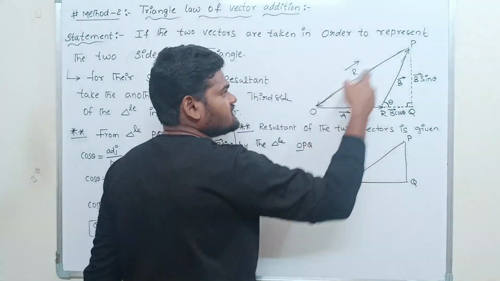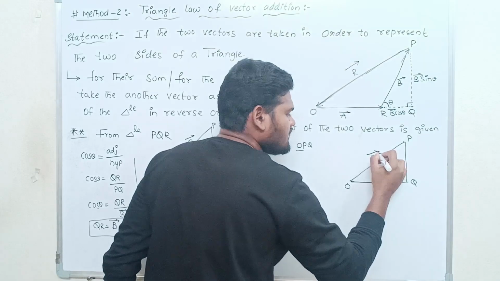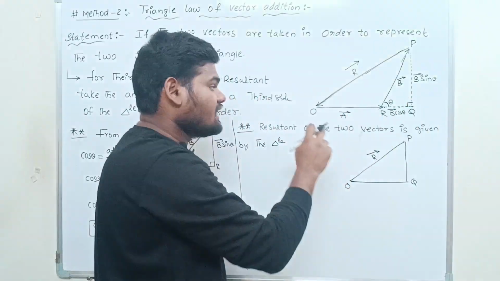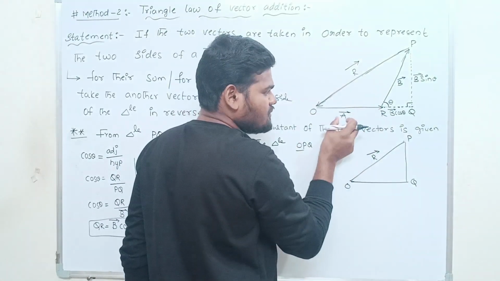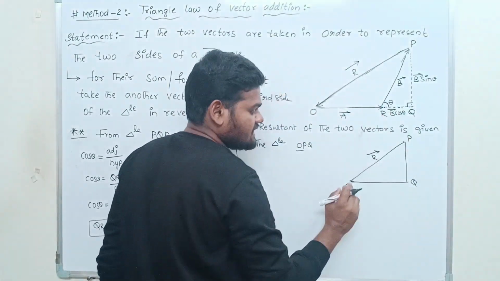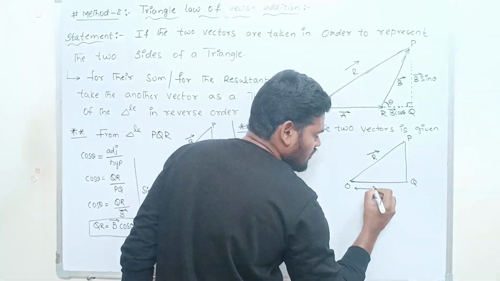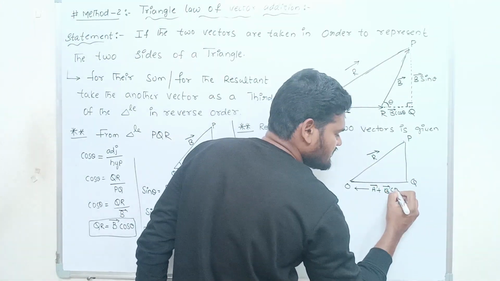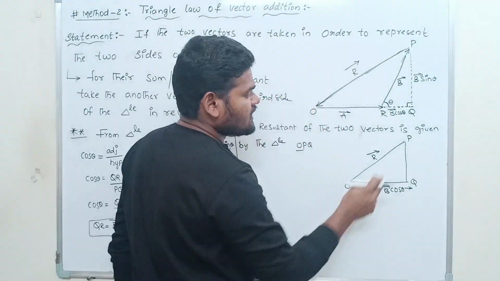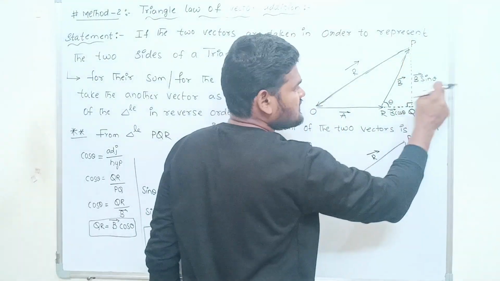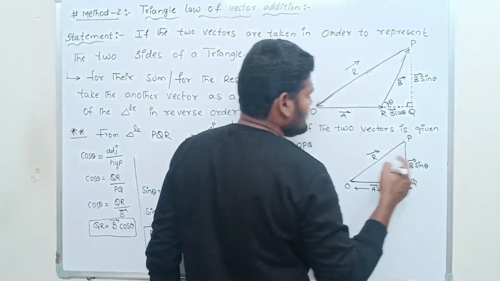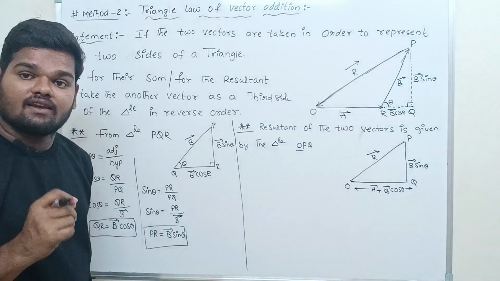So what is OP? The resultant vector R bar. What is OQ? OQ is the total length of the base of the triangle. From here to here is A bar, and from here to here is B bar cos theta. So the total base of the triangle is A bar plus B bar cos theta. Now what is PQ? PQ is nothing but B bar sin theta. Any doubts?